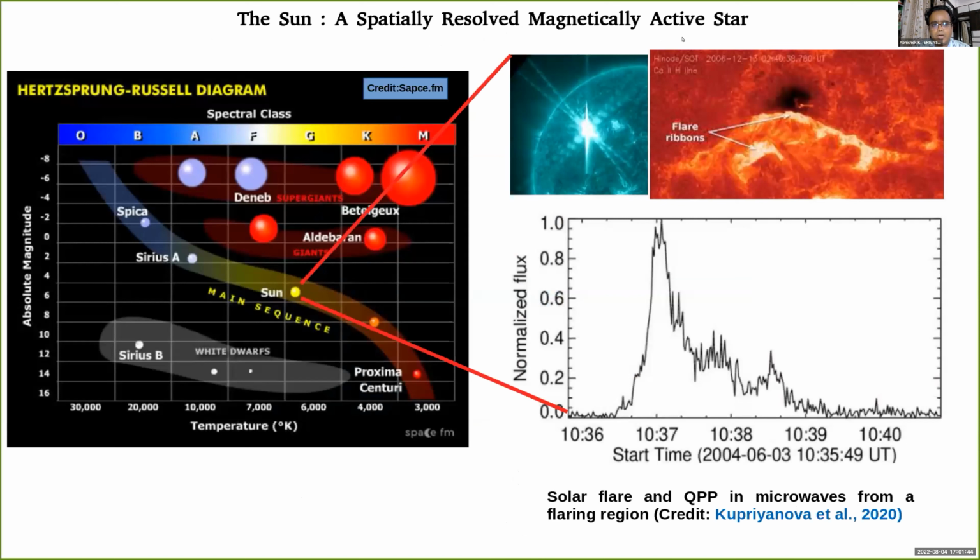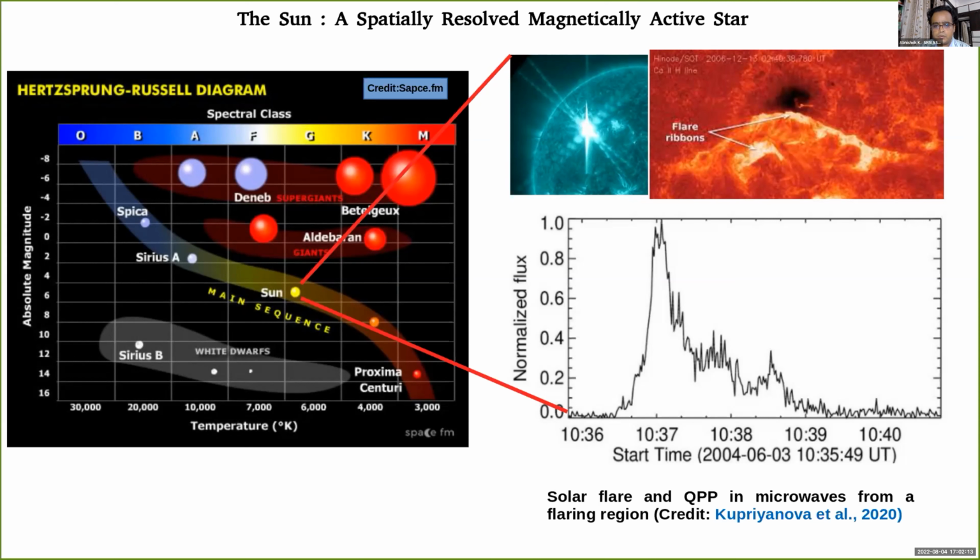So basically, I would start with a very basic slide. This is basically telling that the Sun is the only star in the whole main sequence population that is well studied spatially. It is the only star which is spatially resolved, and we can understand in greater detail its atmosphere, corona, and various parts of the lower atmosphere.